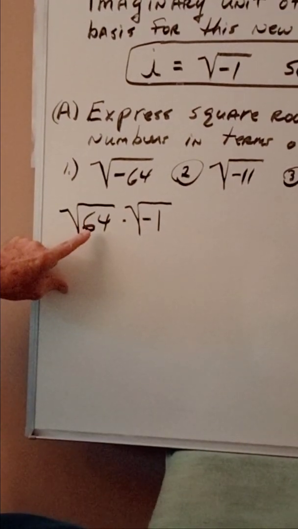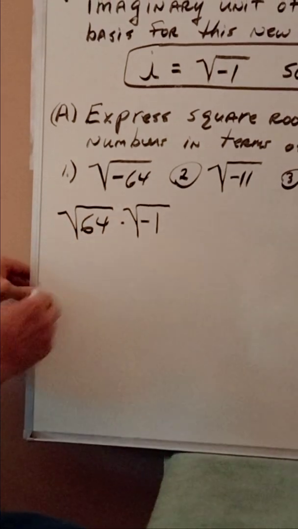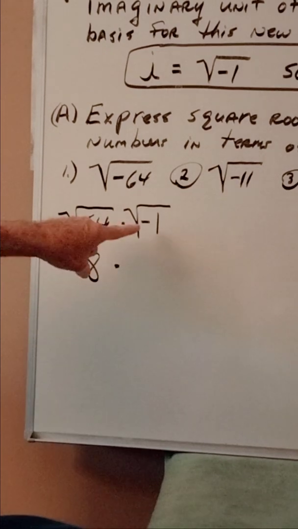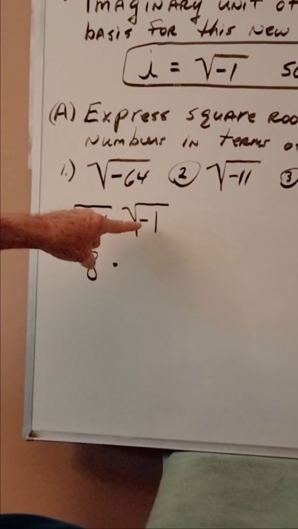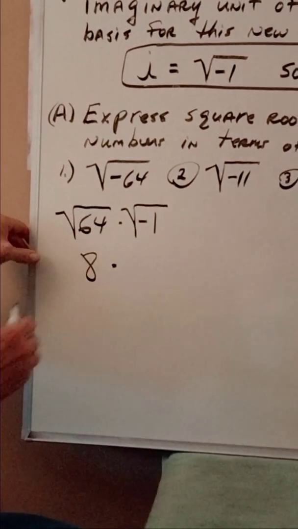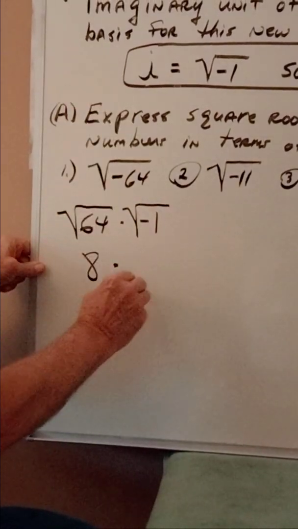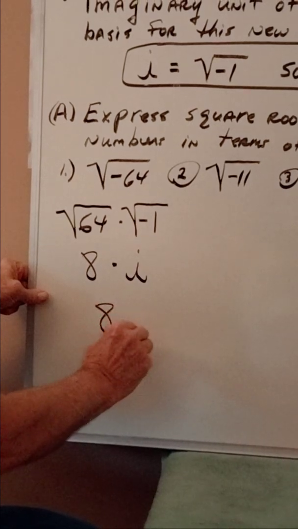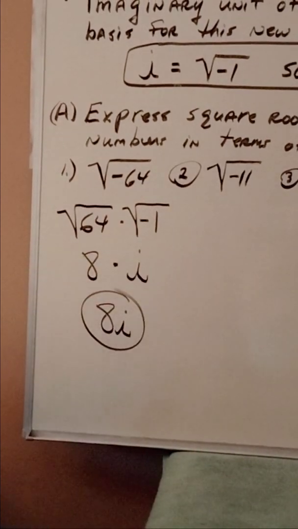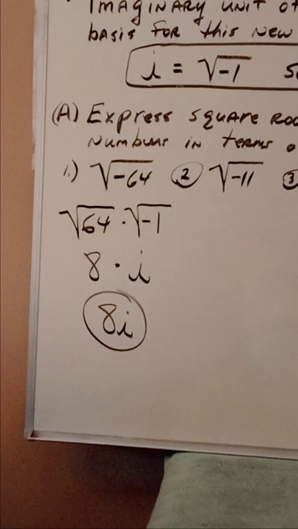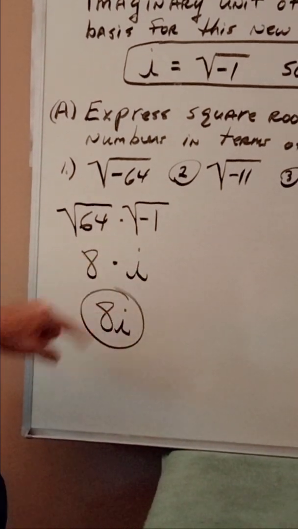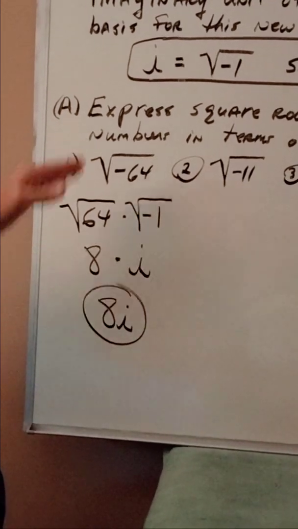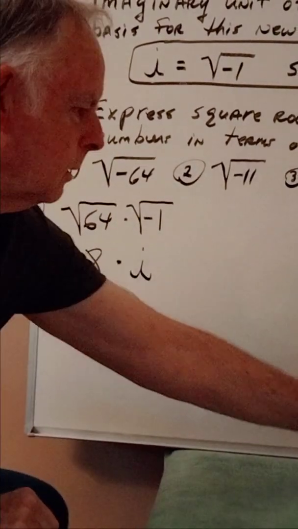And now we find the square root of 64, which is 8. And we're going to multiply that by what the radical of -1 is. And since the radical of -1 is i, put them together, and there's our little answer. It's been expressed in terms of i. So 8i is equivalent to the radical of -64.